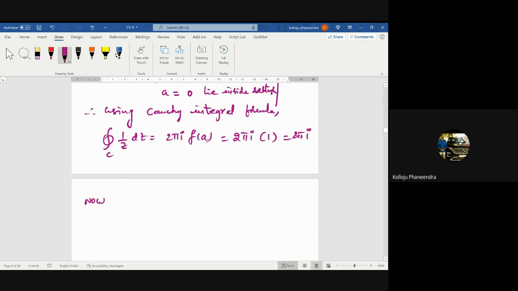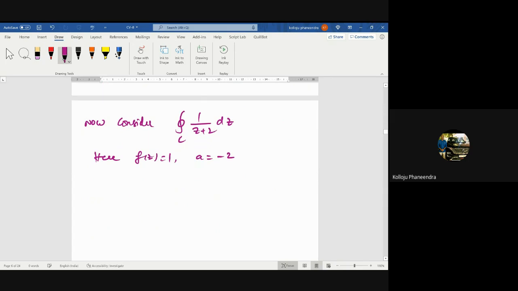Now consider the integral over c of 1 by z plus 2 dz. Here, what is f of z? 1, and a value is minus 2. Again compare with this: the integral of f of z by z minus a dz equals 2 pi I into f of a. So what is this value?